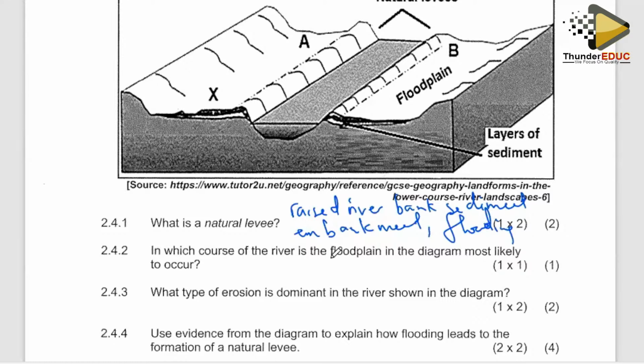Right, then the question is saying, in which course of the river is the floodplain in the diagram most likely to occur? Much of the floodplains, we find them in the lower course where the river gradient is now gentle. The river is flowing over a gently sloping area. That is where we most find our floodplains. What type of erosion is dominant in the river shown in the diagram? Type of erosion, we say is lateral erosion or sideways. That is what is most dominant there.